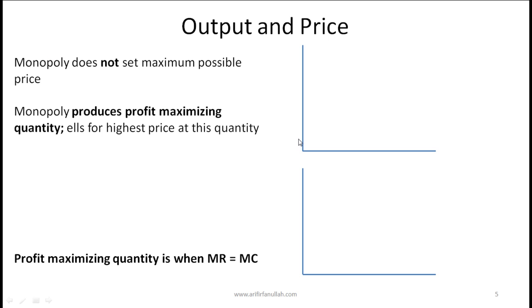Now let's look at the concept of output and price. We've talked about the quantity at which the revenue is maximized, but what is a monopolist after? A monopolist is actually concerned with the maximum possible profit. So a monopolist tries to determine what quantity to produce so as to maximize profit, and then he will sell for the highest price at that quantity.